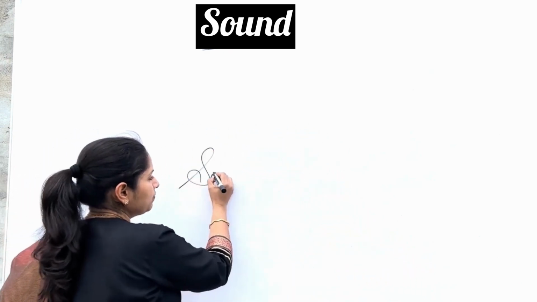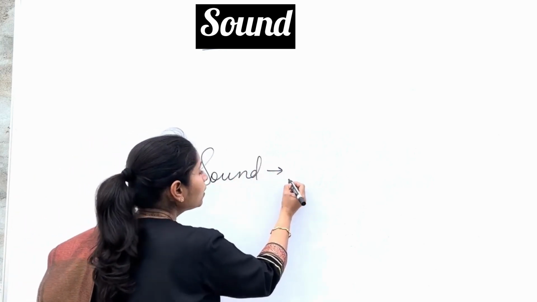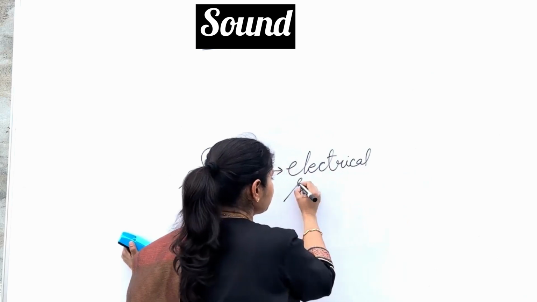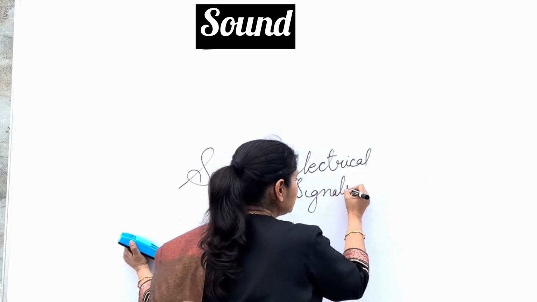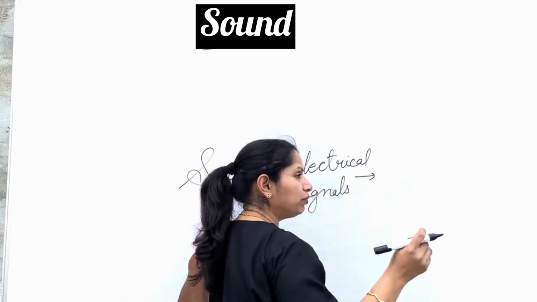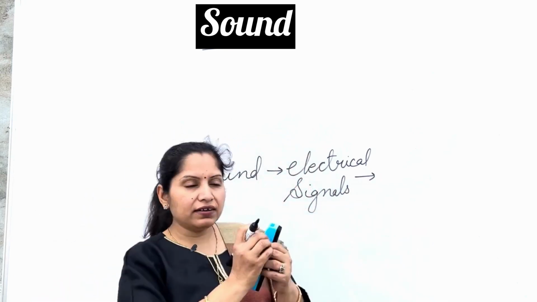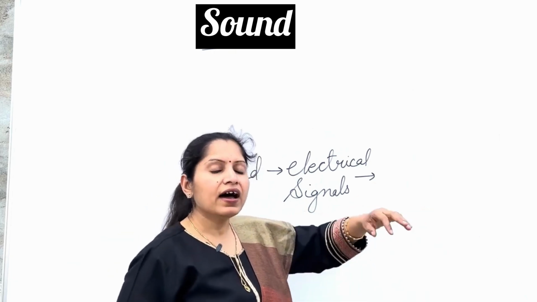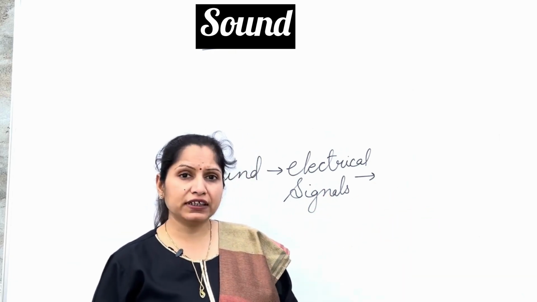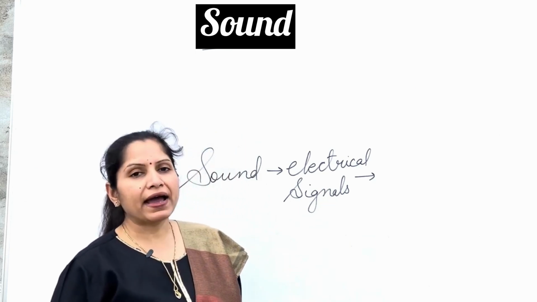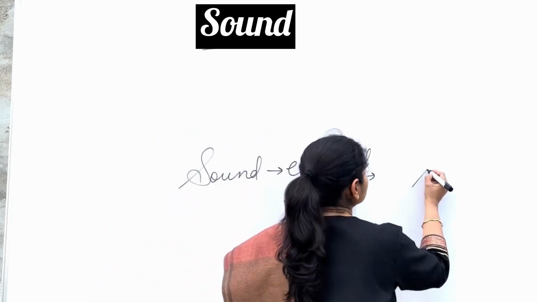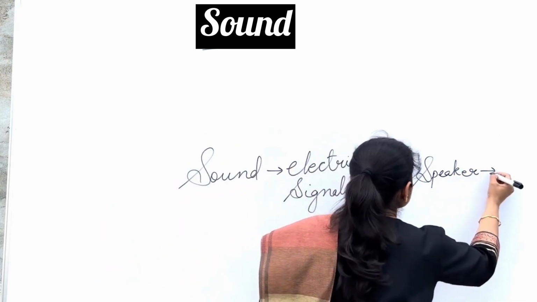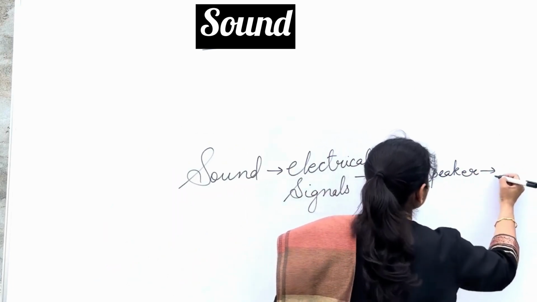The sound waves are converted into electrical signals by the hearing aid, and these electrical signals are amplified, which means they are made louder. After amplifying, they are converted back into sound waves by a speaker. It converts the electrical signals back into sound waves.